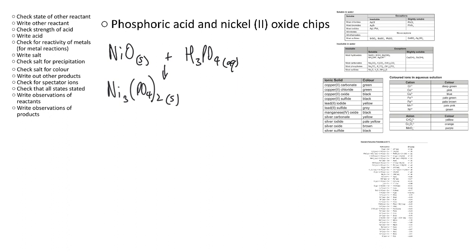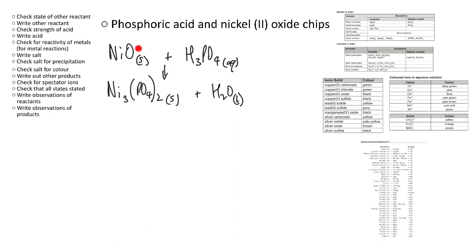Okay, write out the other product. We should remember that it is water. Okay, and then check for spectator ions. So there are no spectator ions here. All of the substances have gone from one state to another or from one substance to another, so there's no spectator ions. All right, check that I've put in all my states. Yep, write observations for reactions.